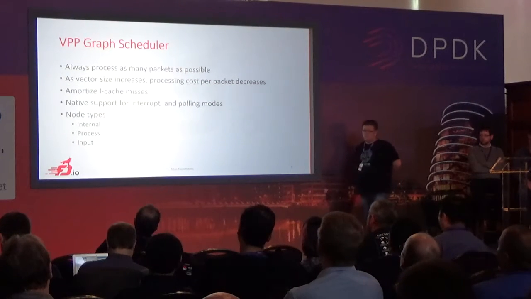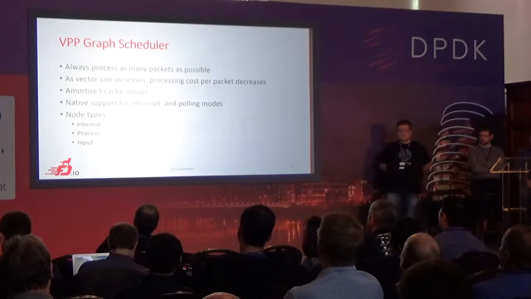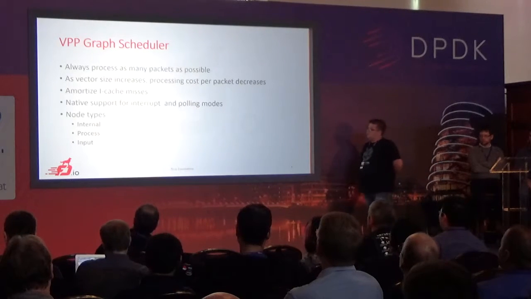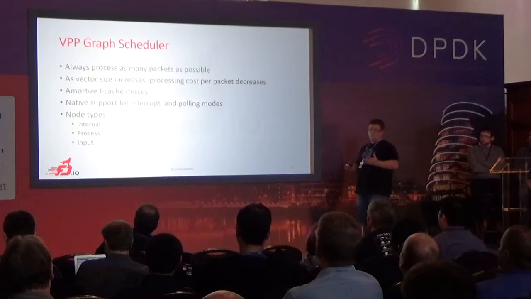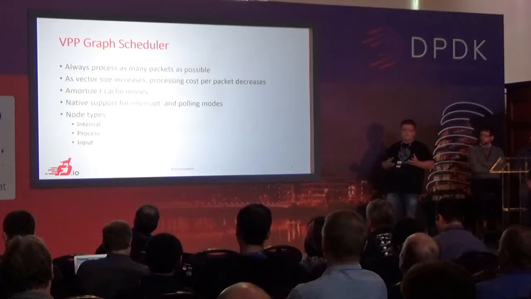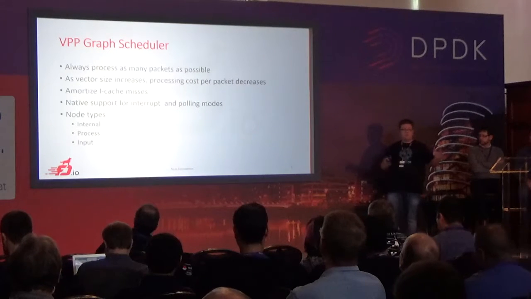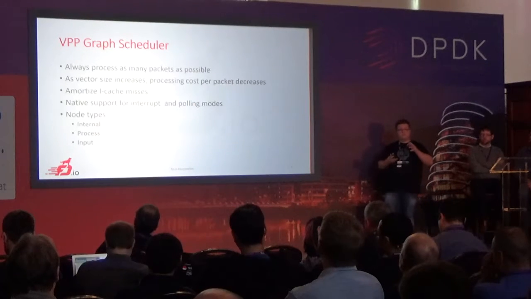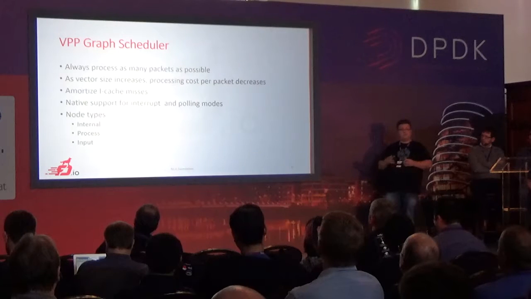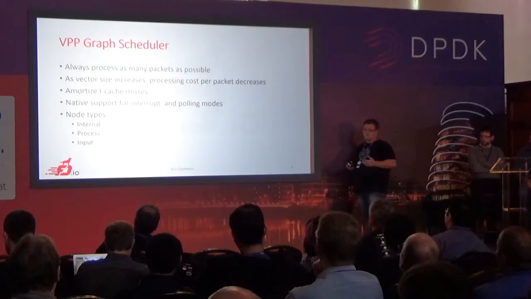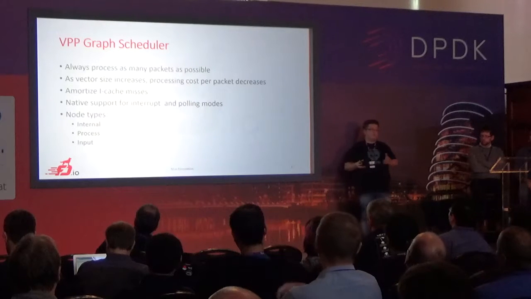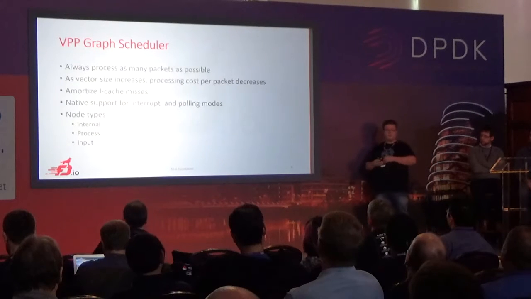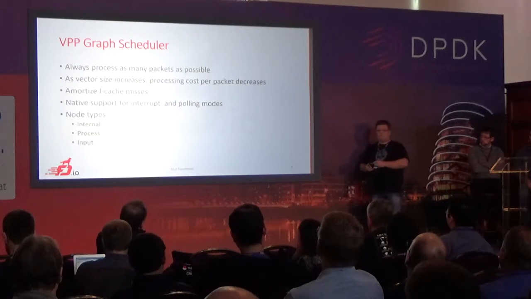The base of VPP, the core infrastructure which serves all the applications, is the graph scheduler. It is infrastructure which allows people to create graph nodes, which are connected in a graph, and we pass vectors of packets between the graph nodes. Every graph node does some small operation on the packet and makes a decision what the next graph node is. For example, if you receive a burst of packets, and in that burst you have 200 IP packets and an ARP request, the graph node receiving those packets can send IP packets to the IP node and ARP packets to the ARP node.